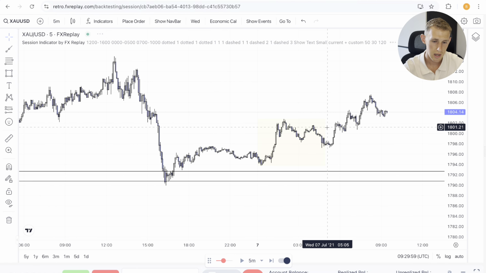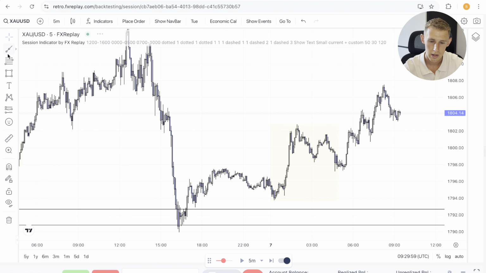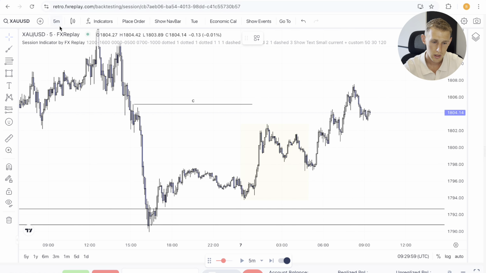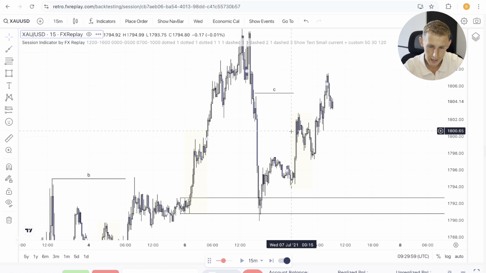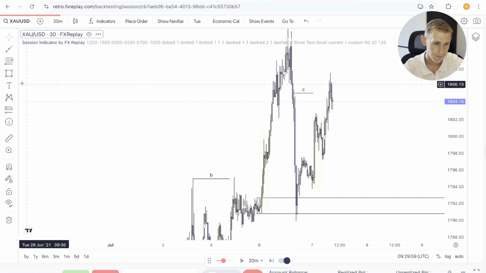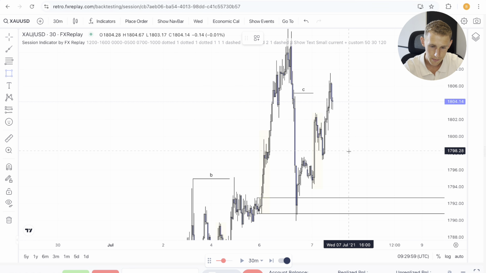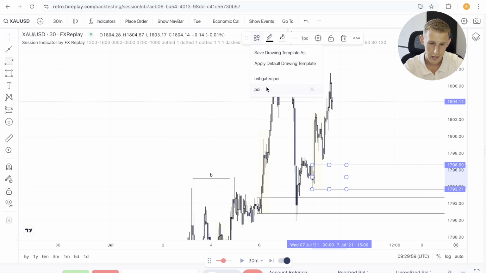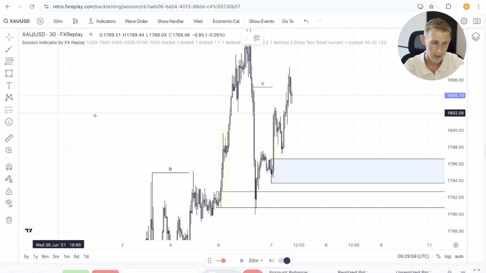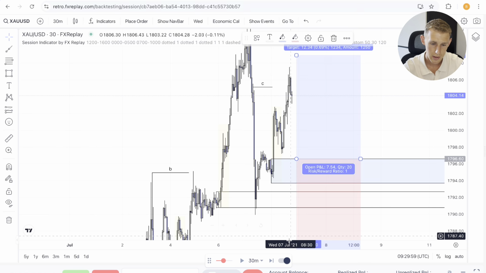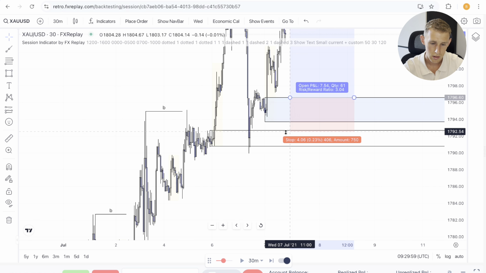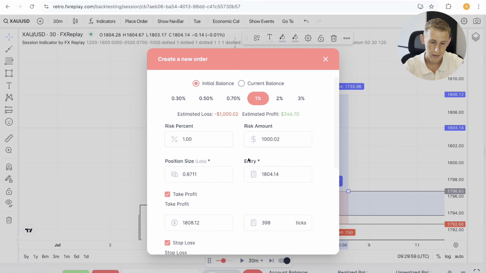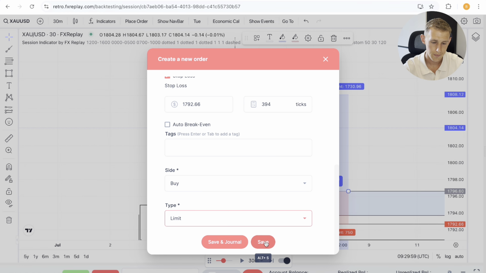Right, so you can see, did we get that change of character? Yeah, so we got that M5 change of character I was looking for, just there. Where could we see price pull back into for an entry? Maybe this area down here. I like how you've got some liquidity resting above it as well. So I'm just going to set a limit on this area. Stops just below. And then 1 to 3 TP.